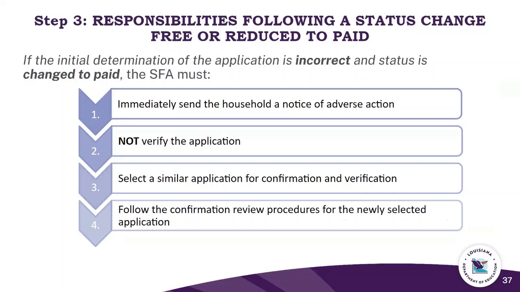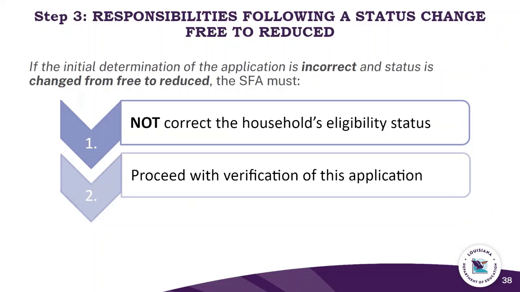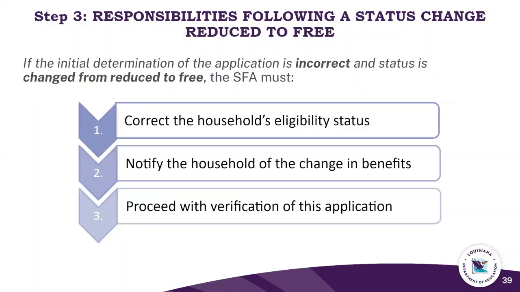So this is the case if a status is changed from free or reduced to paid. If the initial determination of the application is wrong and the status is changed to paid, the SFA should immediately send households a notice of adverse action, not verify the application, select a similar application for confirmation and verification, and follow the confirmation review procedures for the newly selected application. If the initial determination was incorrect and resulted in a status change from free to reduced, the SFA must correct the household eligibility status and proceed with verification of this application.